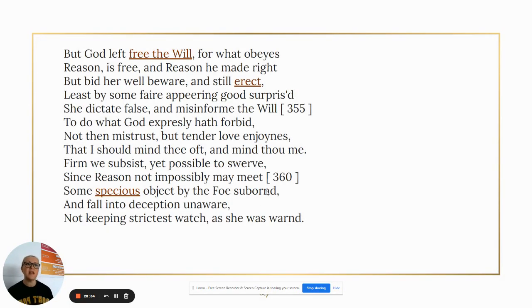"But God left free the will. For what obeys reason is free, and reason he made right, but bid her well beware." So reason is personified here as a woman who must be watchful and vigilant. "She must remain erect, lest by some fair appearing good surprised, she dictate false and misinform the will to do what God expressly hath forbid." So I want you to imagine the will is your choices or what you do, and they're governed by your reason, by your logic.